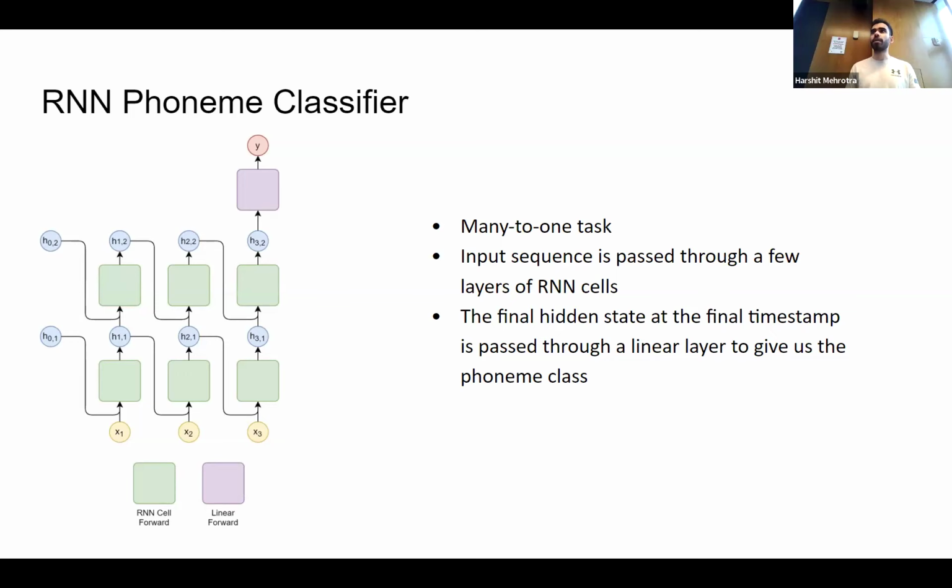As I said, the main function of the RNN is to keep computing these hidden states. Once you've computed all of them, at the very last time step, at the very last layer, you take the hidden state and pass it through another linear layer to give you the final output, or the logits, depending on the number of classes there.